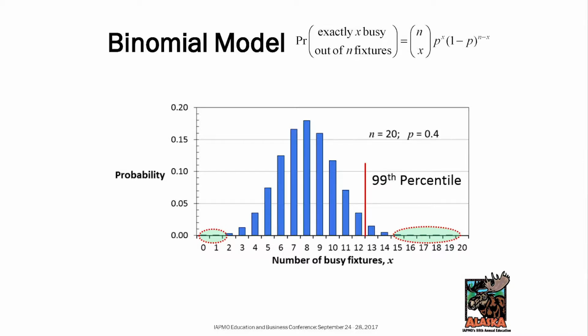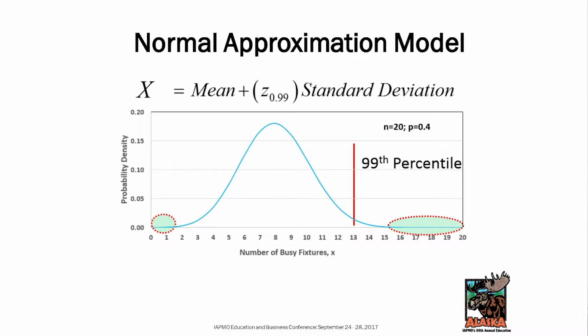Now this is the normal approximation to the binomial curve. Again, this is all statistics. You learn this in elementary statistics.